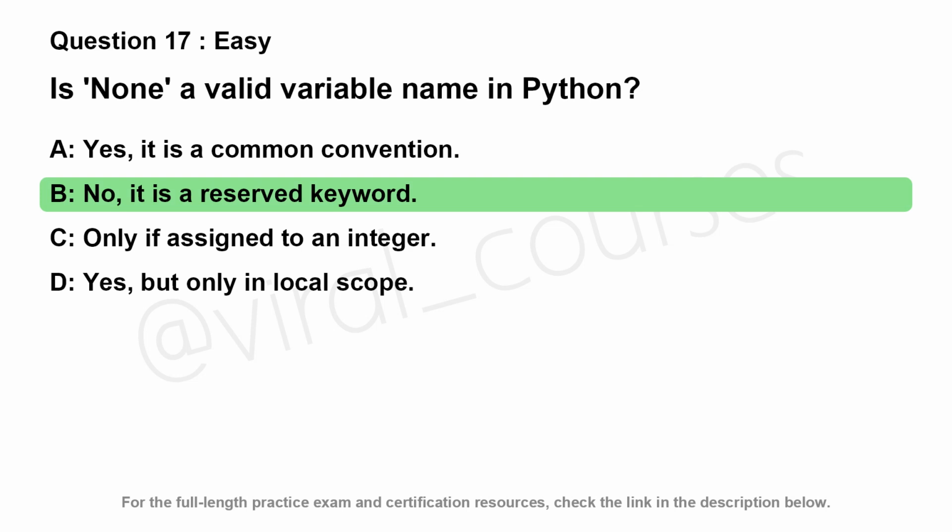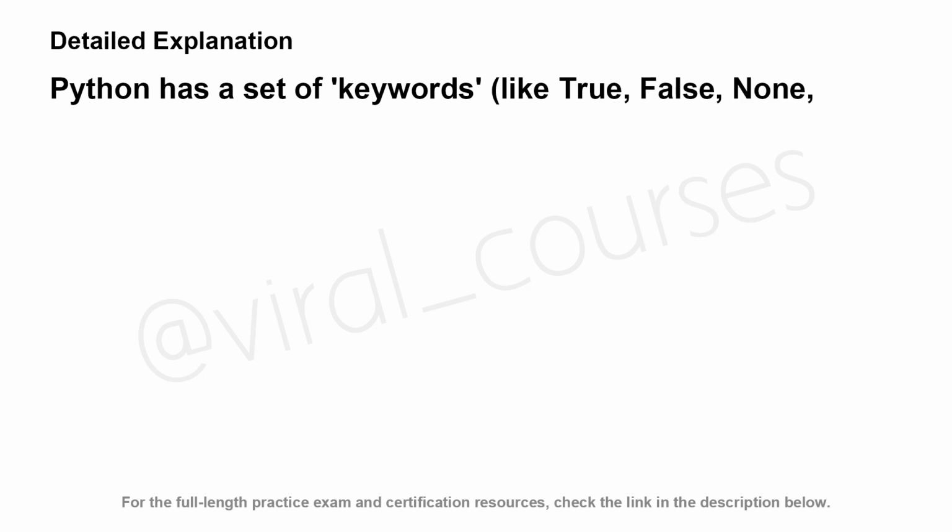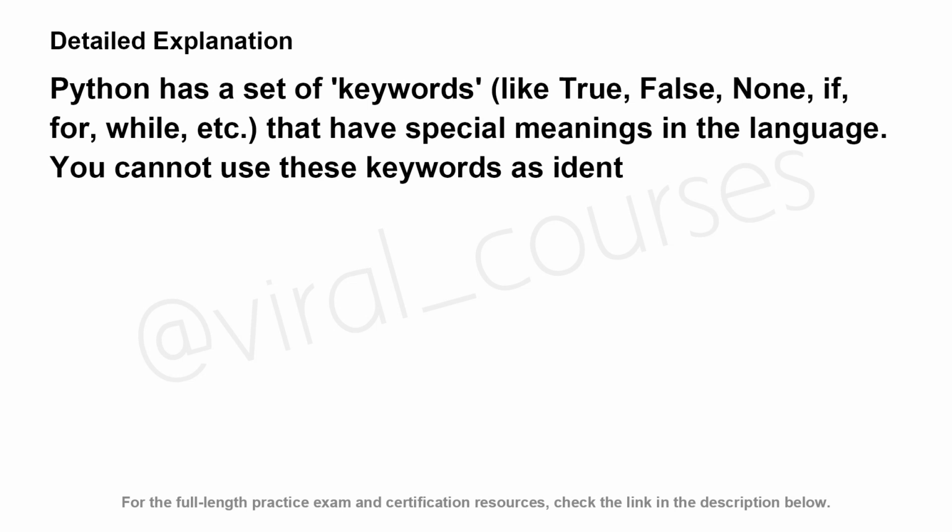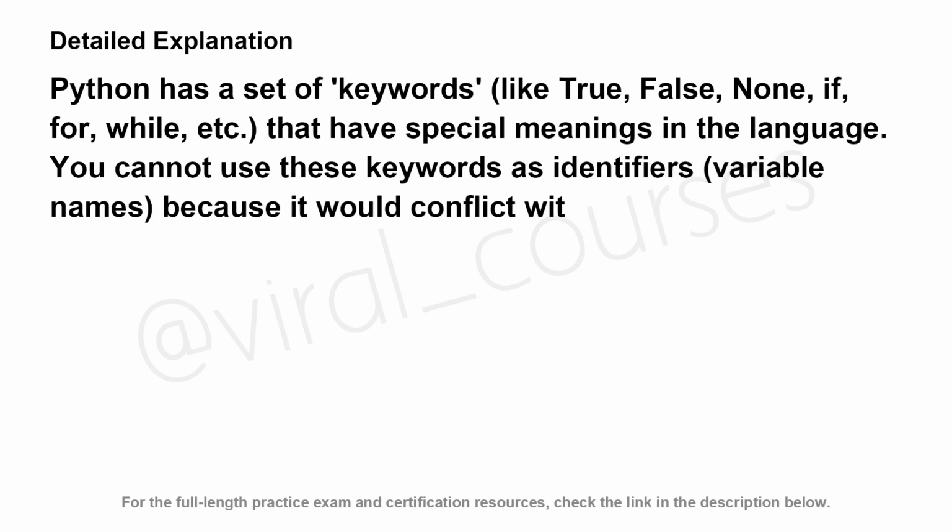The correct answer is B. Python has a set of keywords like True, False, None, if, for, while, etc. that have special meanings in the language. You cannot use these keywords as identifiers, variable names, because it would conflict with the language's syntax.